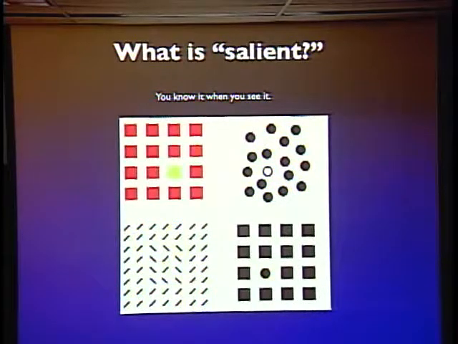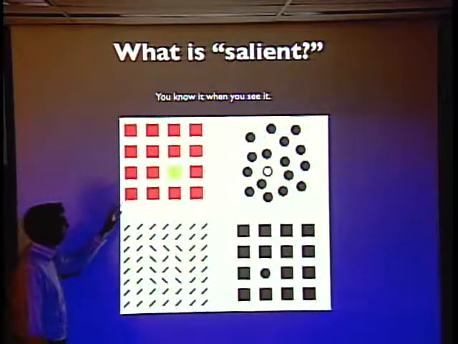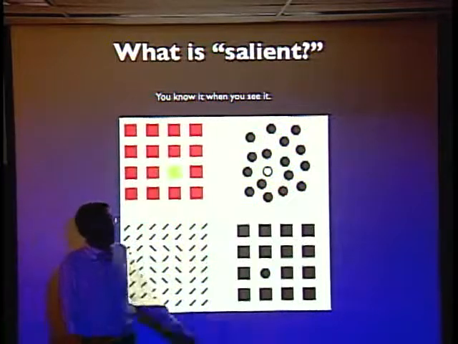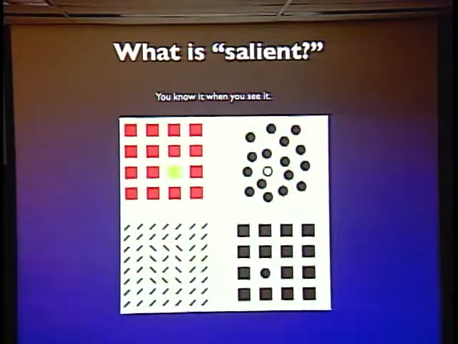You know, it's the green square and the not filled in circle and the edges that are not in the right direction and the thing that isn't a square. None of them use the same exact cue or the same exact characteristic to pop itself out from the background. It could be color or orientation or shape. But in any case, you can always tell what it is. You know it when you see it.